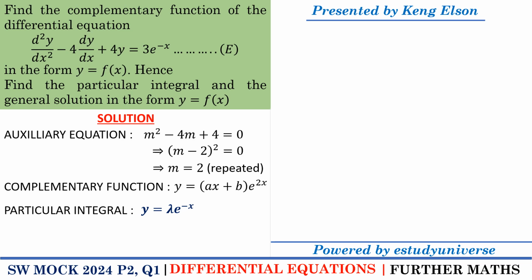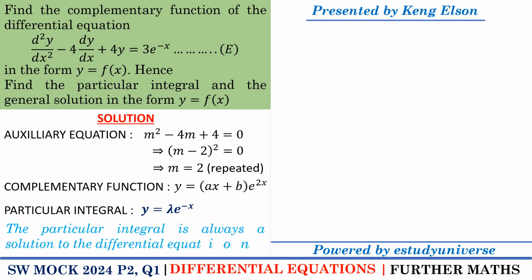In the next video, I'm going to do a series of examples where we are not just going to use lambda e to the minus x, but we are going to do something with it depending on what we have as a complementary function. But in this question, we just move on. Having the particular integral's initial guess as lambda e to the minus x, there's something you have to note. The particular integral is always a solution to the differential equation, which means that its second derivative minus 4 times its first derivative plus 4 times itself should always give us 3e to the minus x. That's the meaning of something being a solution to this differential equation.